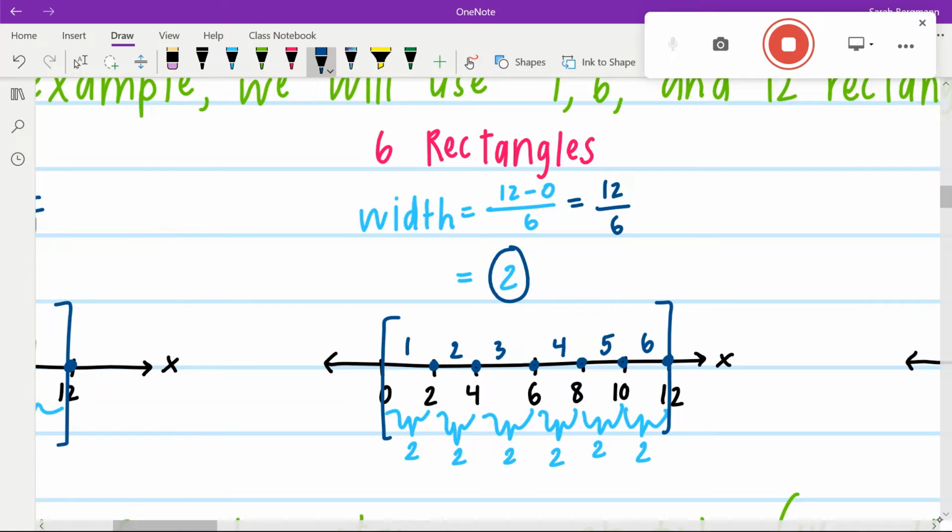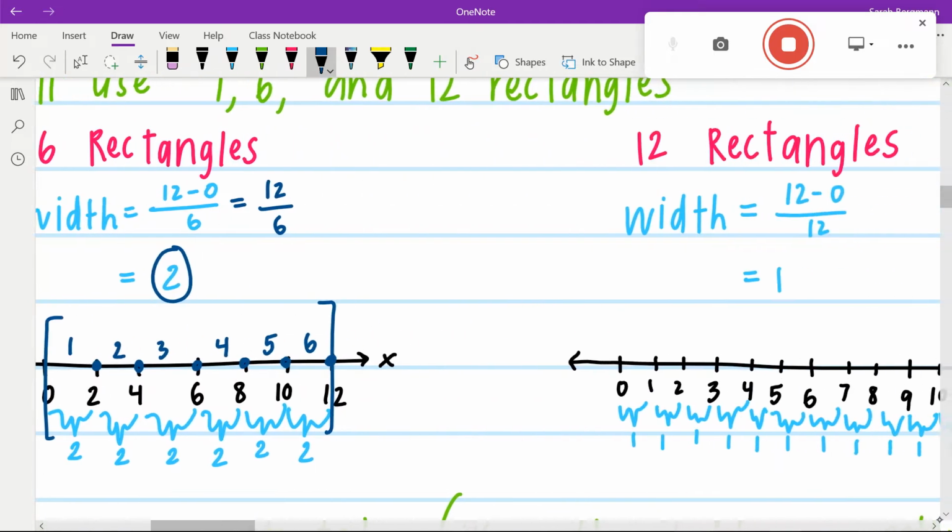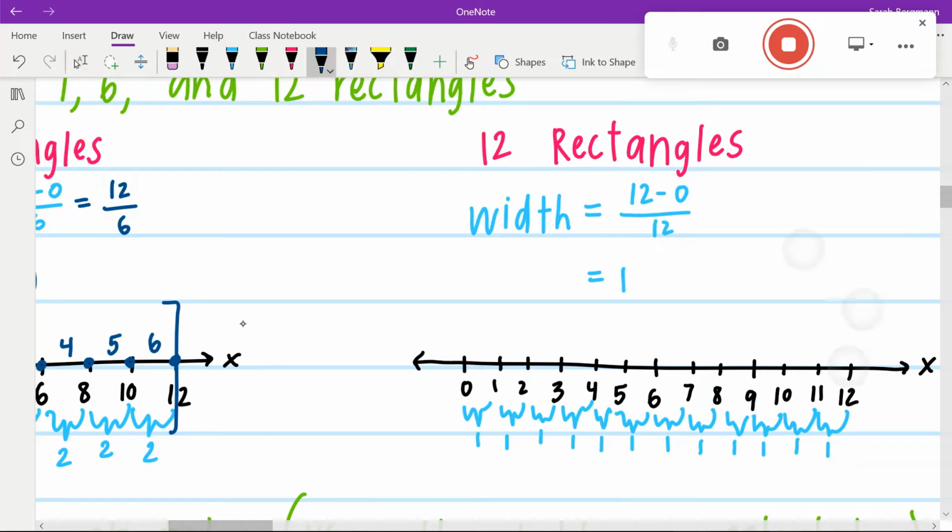Yes, that gives me 6 spaces, so I know I will be able to fit 6 rectangles in here, each having a width of 2. Now let's check for 12 rectangles. This one, you should be able to figure it out pretty easily. If you have 12 units and you want to fit 12 rectangles, each rectangle has to be 1 unit wide.